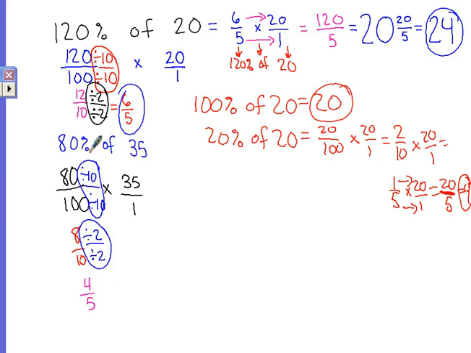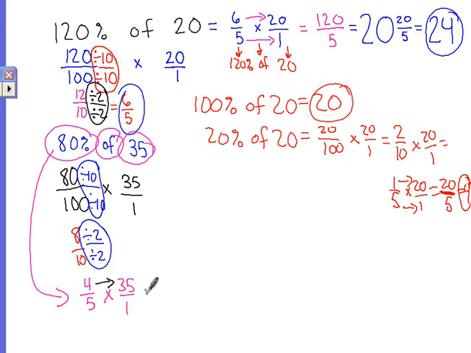Because it's 80%, that we know is 4 fifths. Then I have the word of, that's multiplication. Then I have 35, which we made as 35 over 1. Once I get to that point, I just multiply straight across. I'm trying to find 4 times 35. Well, 2 times 35 I know is 70. So 4 times 35 is 140. And 5 times 1 is 5.